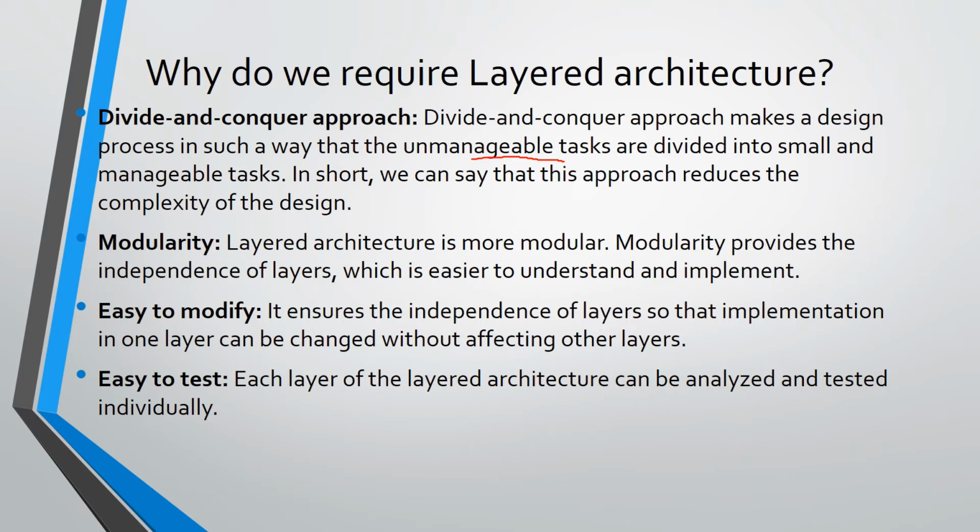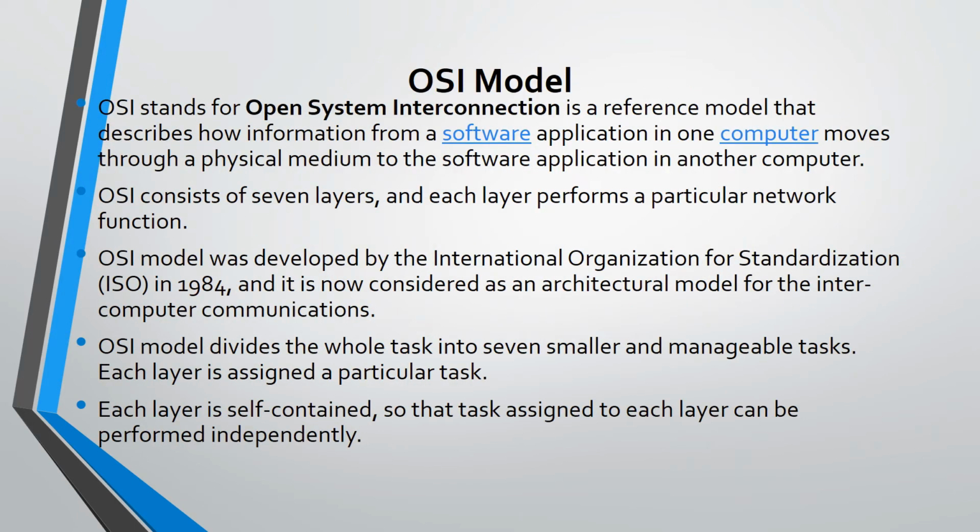Then we have modularity, and the layered architecture is more modular, and therefore with modularity, it provides the independence of layers, which is easier to understand and to implement. Then we have the ease to modify, and it ensures the independence of layers so that the implementation in one layer can be changed without affecting the other layers. Then we have the ease to test, and each layer of the layered architecture can be analyzed and tested individually.